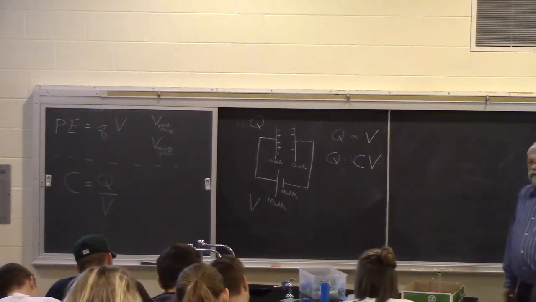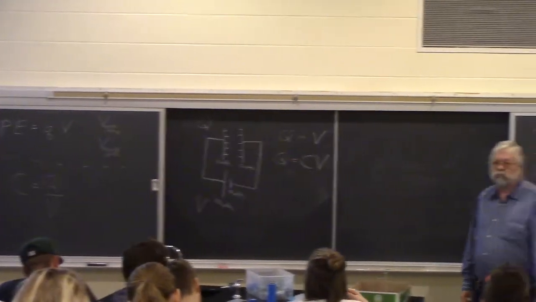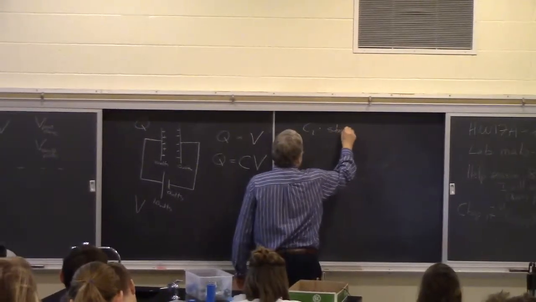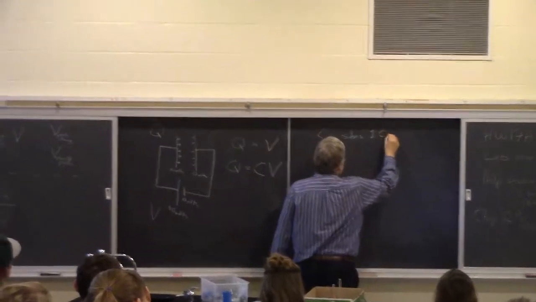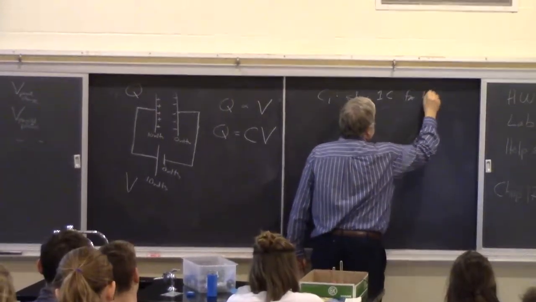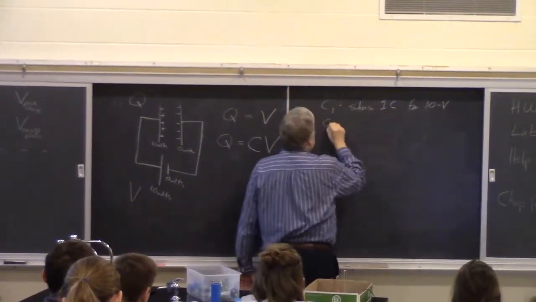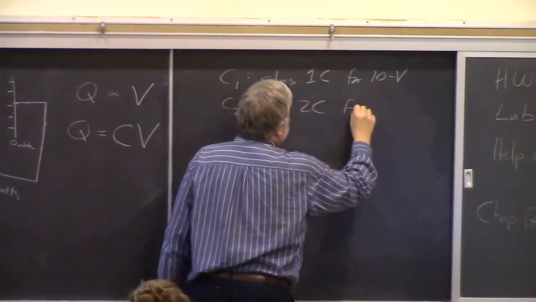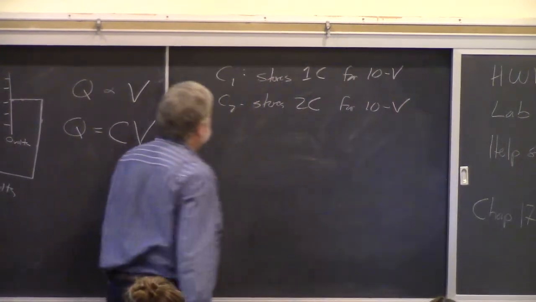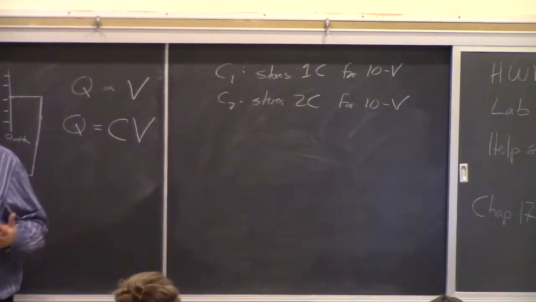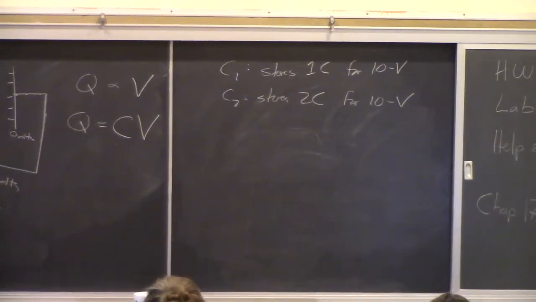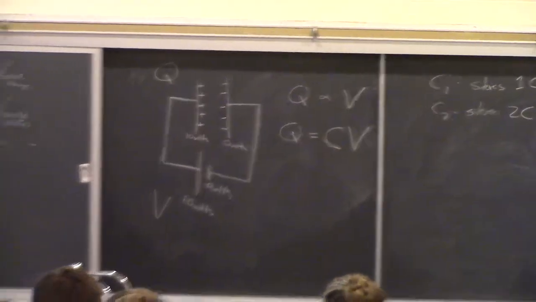Let's say you've got a few different capacitors. Capacitor 1 stores 1 coulomb for a 10 volt battery. Capacitor 2 stores 2 coulombs when attached to a 10 volt battery. Which capacitor is bigger? 2. It stores more charge per volt. And that's what capacitance is. So many charges per volt.